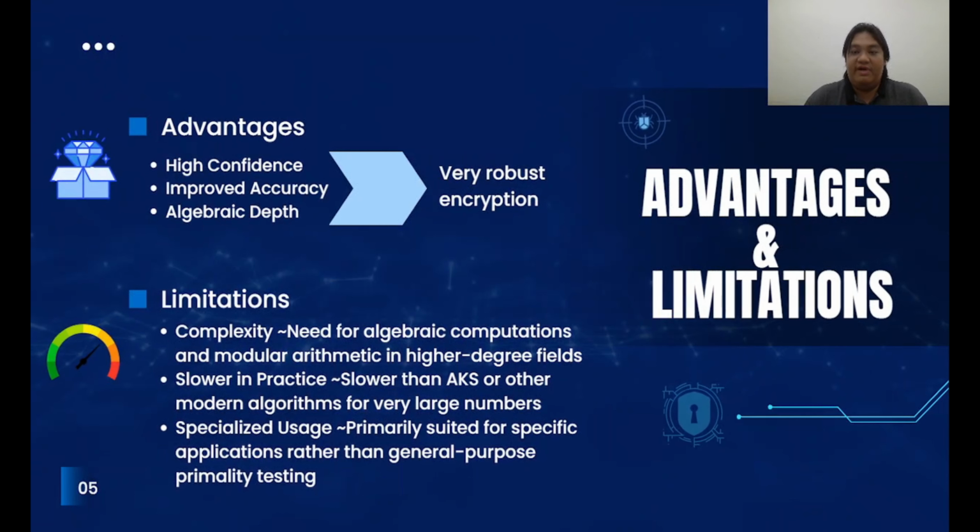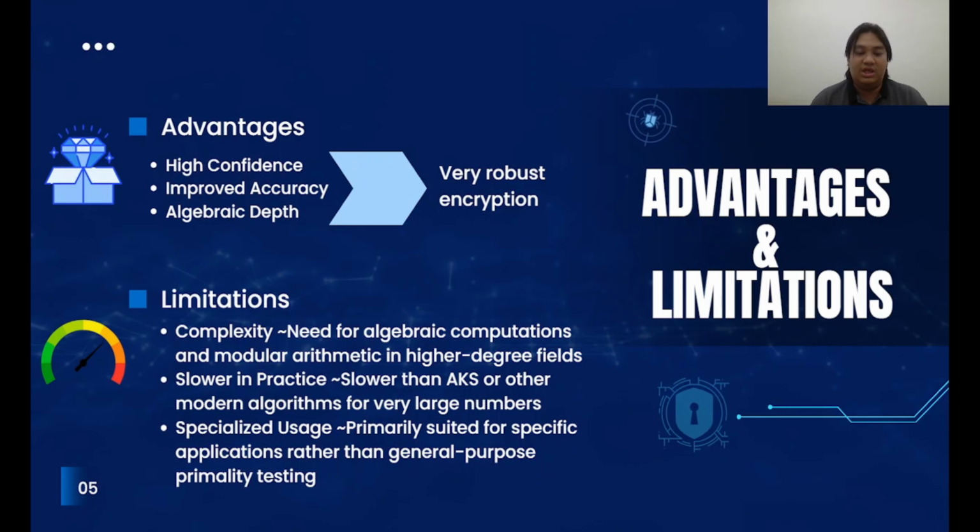Okay, for the advantages and limitations. The advantages are high confidence, improved accuracy, and algebraic depth. It's a very robust encryption. And next, we move to the limitations. The limitation is complexity. It needs algebraic computations and modular arithmetic in higher degree fields. Next is slower in practice, slower than AKS or other modern algorithms for very large numbers. And lastly, its specialized usage, primarily suited for specific applications rather than general purpose primality testing.